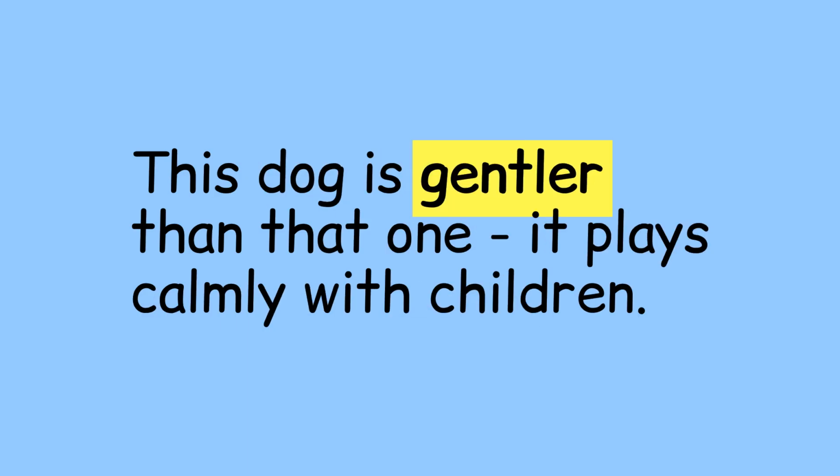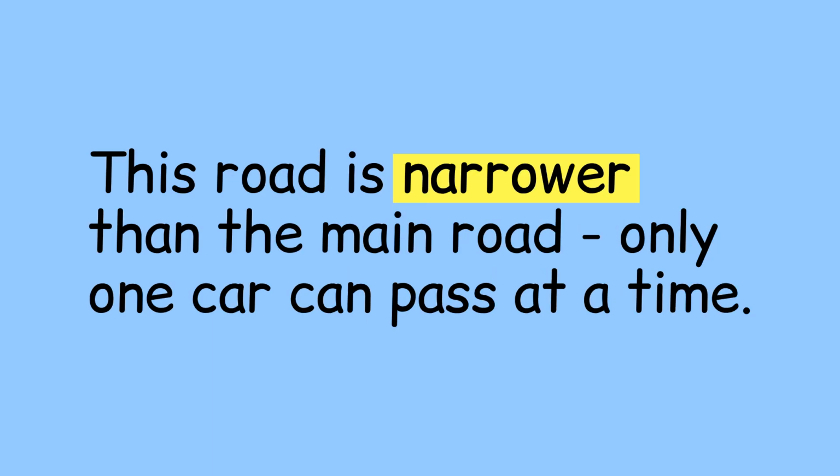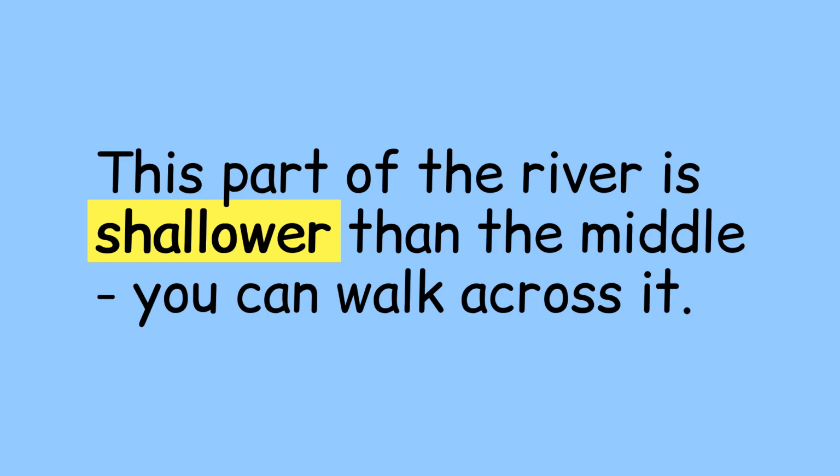This dog is gentler than that one. It plays calmly with children. This road is narrower than the main road. Only 1 car can pass at a time. This part of the river is shallower than the middle. You can walk across it.